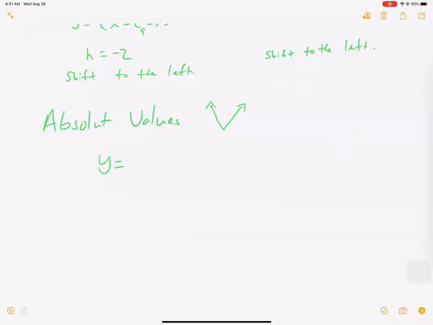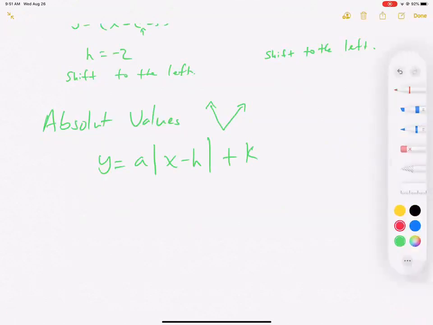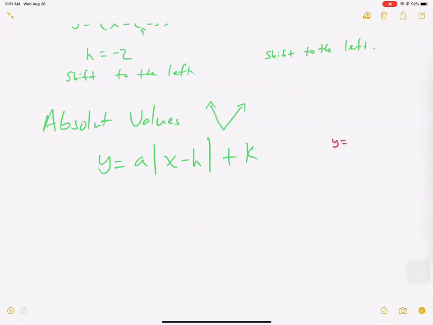Our formula for absolute values is y equals a times the absolute value of x minus h, plus k. In contrast to what we just wrote before, y is equal to a (x minus h) squared plus k. This is a parabola, and this is an absolute value. Look at the two. Don't they look pretty similar? They just changed the square and parentheses for an absolute value sign.